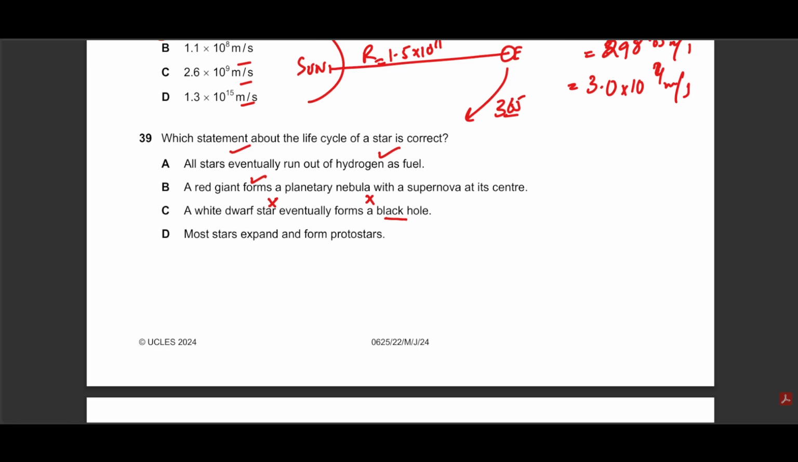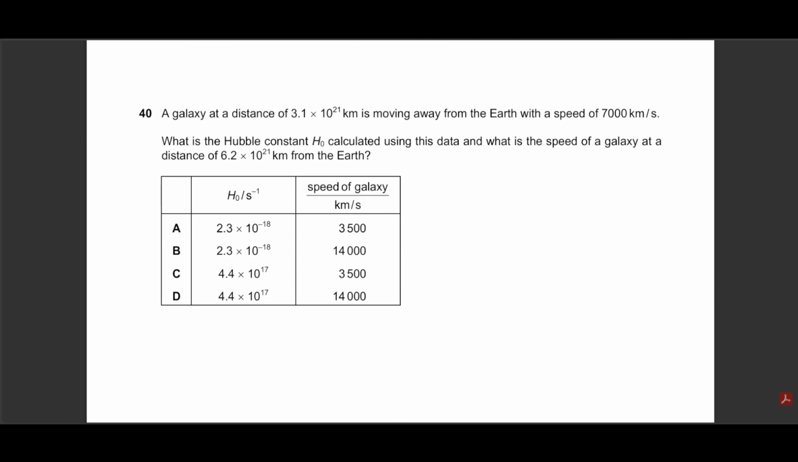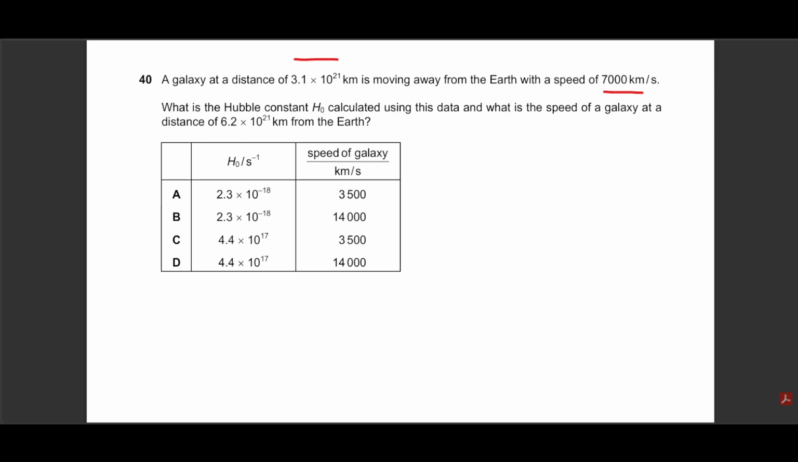Most stars expand and form protostars. No, a protostar is actually the initial days when the gases are coming together, they're collapsing, they're colliding. A galaxy at a distance of this much is moving away from the Earth with this speed. He says calculate the Hubble constant. So first we do that.